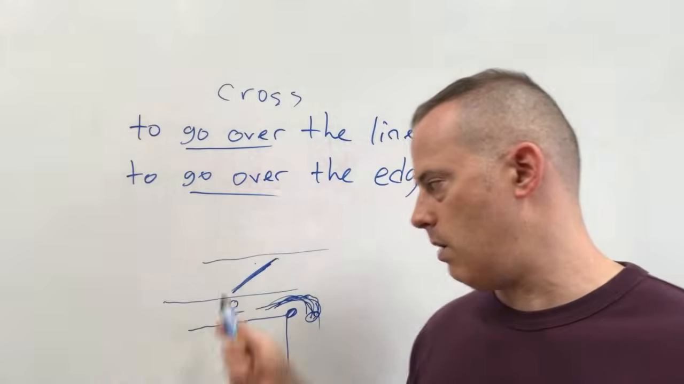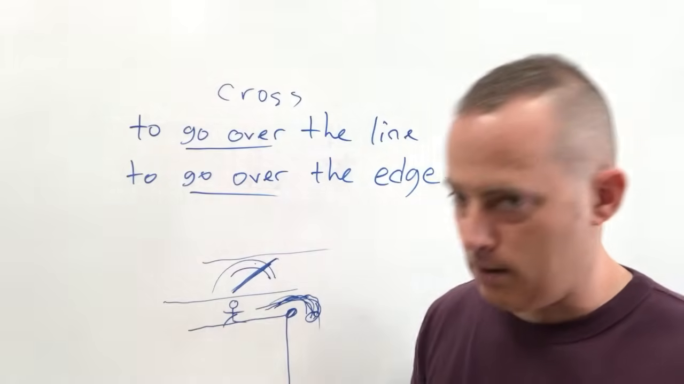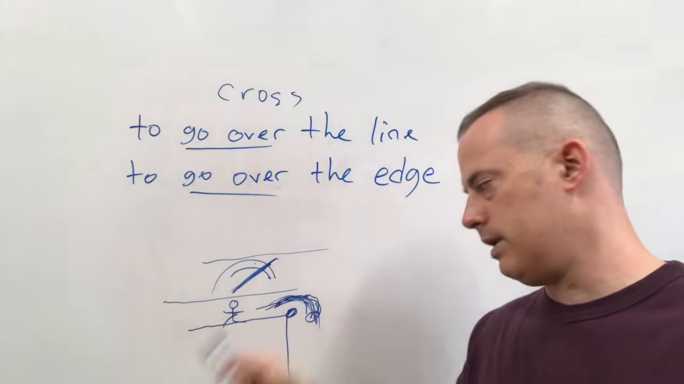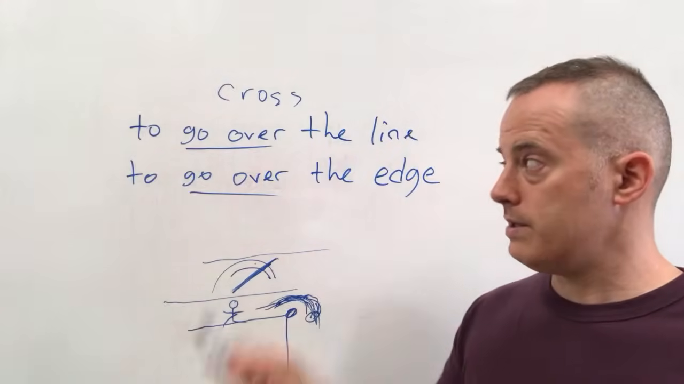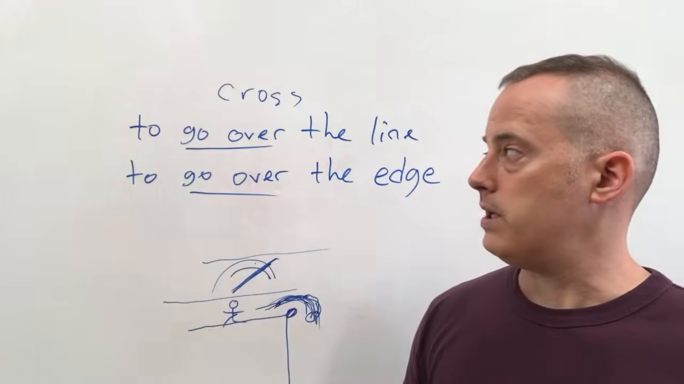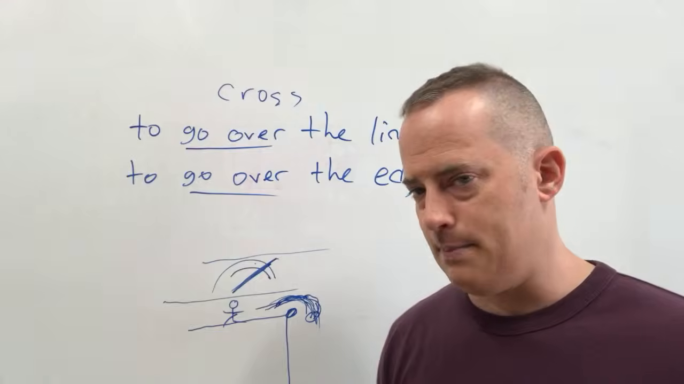All right, so when you go across a line, it's not that big of a deal. Usually you can cross back over by apologizing, but you can't really do that when you go over the edge. Okay, so when something is really severe, you go over the edge, and when something is not so bad, you're crossing a line. Does that make sense? Let me know in the comments.